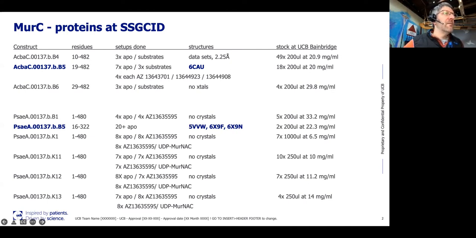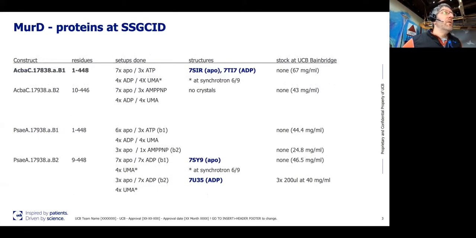And then again, the number of trays that we set up. We got 3 structures for this truncated version, the one that starts at 16 and has 160-ish residues truncated at the end. For Mur D, we have way fewer constructs, but we also get more structures. For the Acinetobacter one, we got an APO and an ADP bound structure, and the same for the Pseudomonas protein, but we hardly have any protein left.